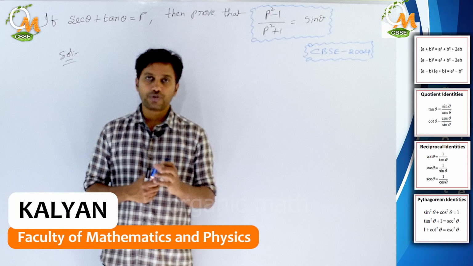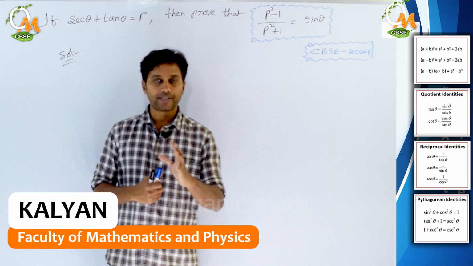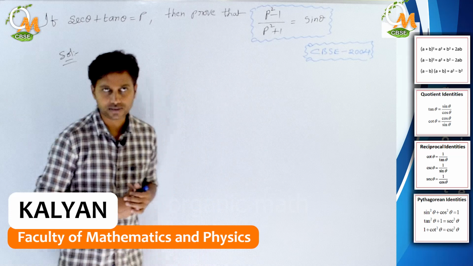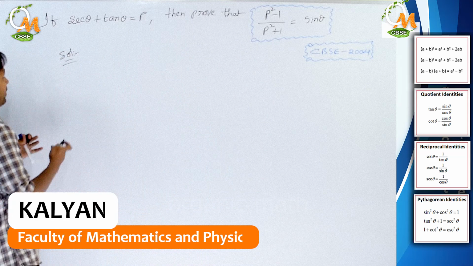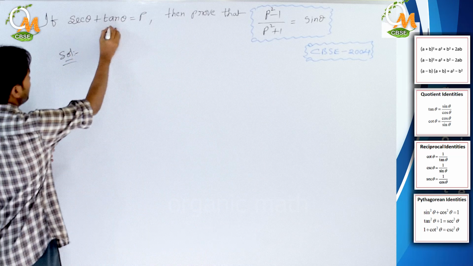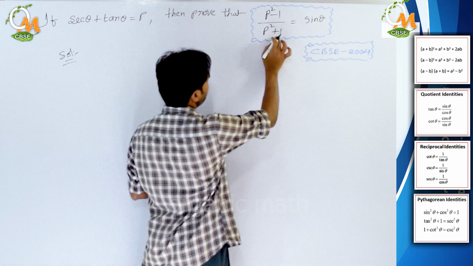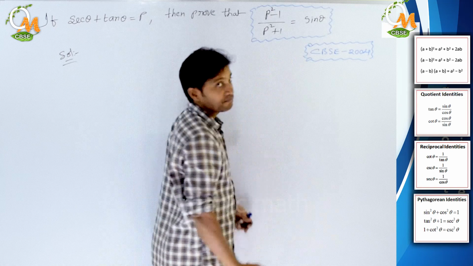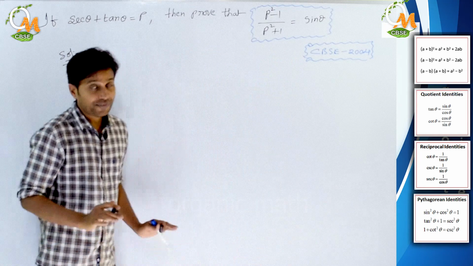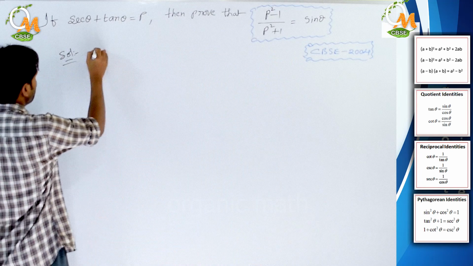So students, let us do one more problem based on trigonometric identities. Let us see what the problem is. See here, we have given secant theta plus tan theta equal to p, and we need to show that (p square minus 1) by (p square plus 1) equal to sin theta. Got it? So what we have to prove, let us write down first.